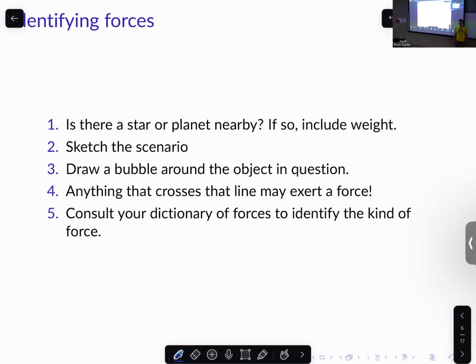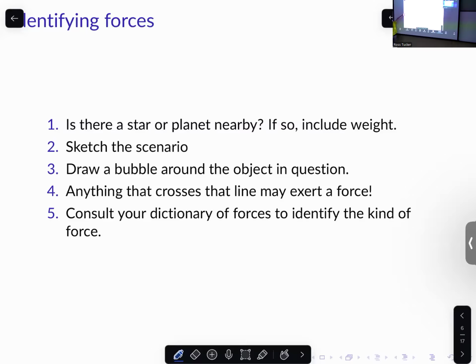Two, make a sketch. Your sketch does not have to be artistic. Thank God, mine certainly aren't. What I'm going to encourage you to do is make a sketch of the scenario, and draw a bubble around the object in question. Then make a second sketch. I'll demonstrate this myself. In the second sketch, you simplify the hell out of the scenario and only draw little arrows to show strong and weak forces.